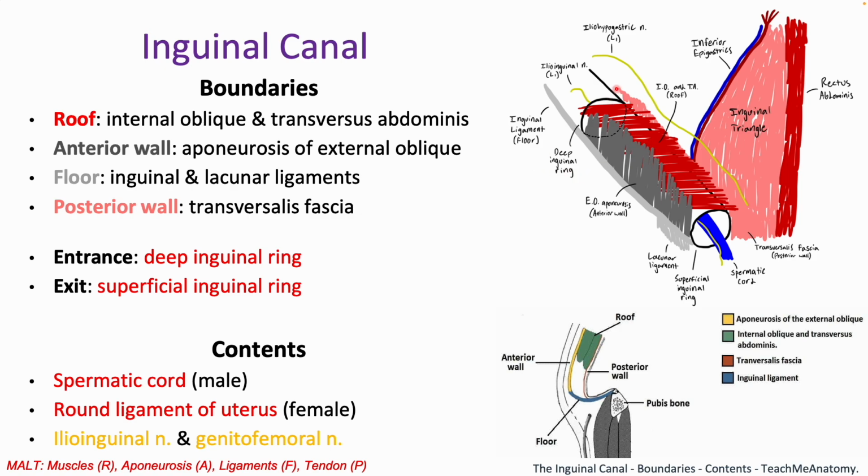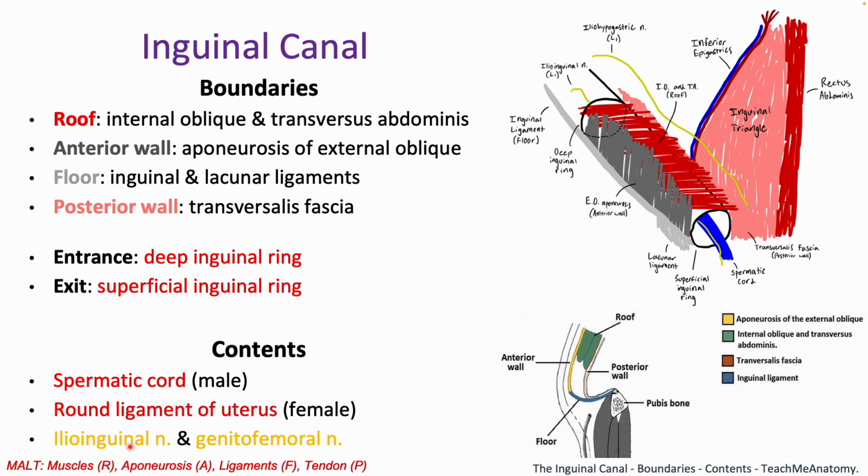And so the entrance to our canal is going to be up here, and it's going to be our deep inguinal ring. And you could pass through the canal, and you could exit down here more medially at the superficial inguinal ring. The contents of it, so what's actually running through the canal, the main thing we want to look at is the spermatic cord, and that's this dark blue tube here. So our spermatic cord is going to run through here in the male, and then in our female, the main thing we want to look at is our round ligament of the uterus, and so that's going to run there.